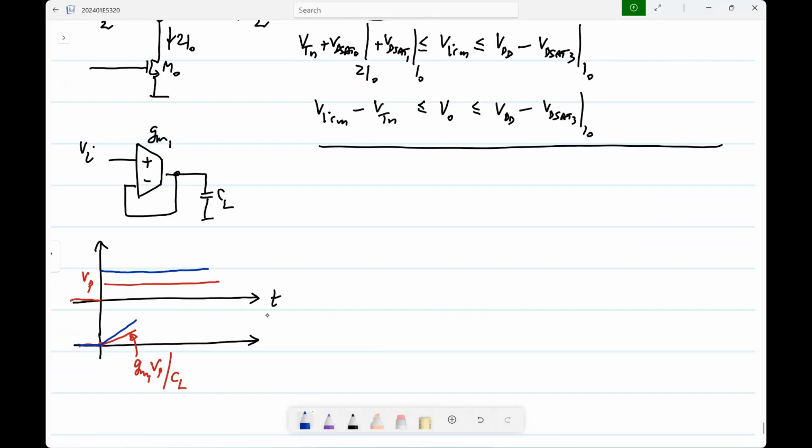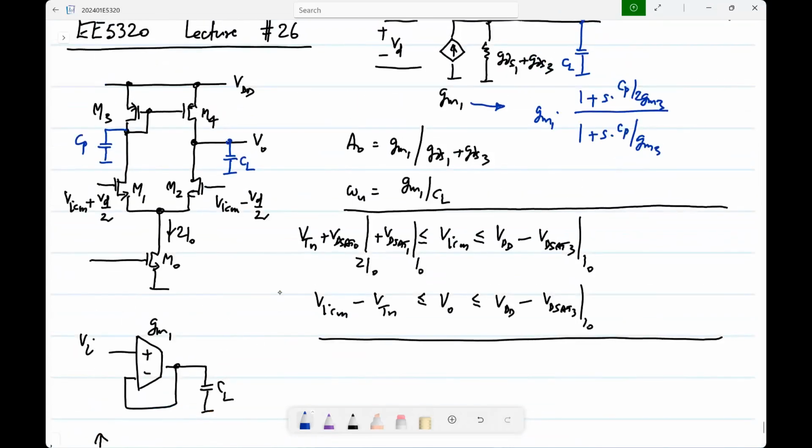You understand the question? So if I start with a very small Vp, the current flowing immediately after the step is applied will be GM1 times Vp. And the rate of change of the output voltage will be GM1 Vp by CL. So if I go on increasing Vp, the slope will keep increasing. Will it? So finally, as you said, the rate of change of the capacitor voltage is that current divided by CL.